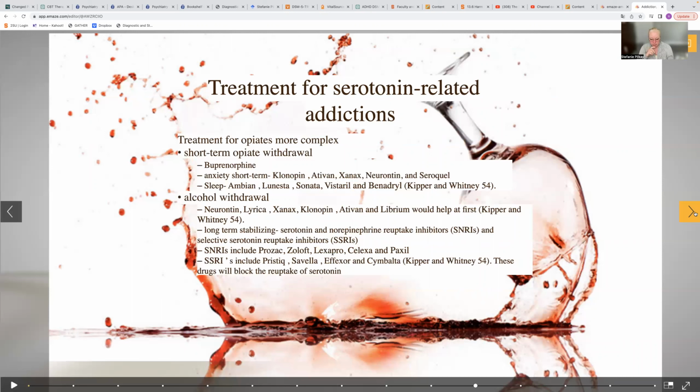And here's the issue. One of the most common experiences of individuals when they achieve sobriety from alcohol and opiates are chronic, either long-term or repeated periods of depression, as well as intense episodes of anxiety. Why is that? Because their serotonin is all screwed up.